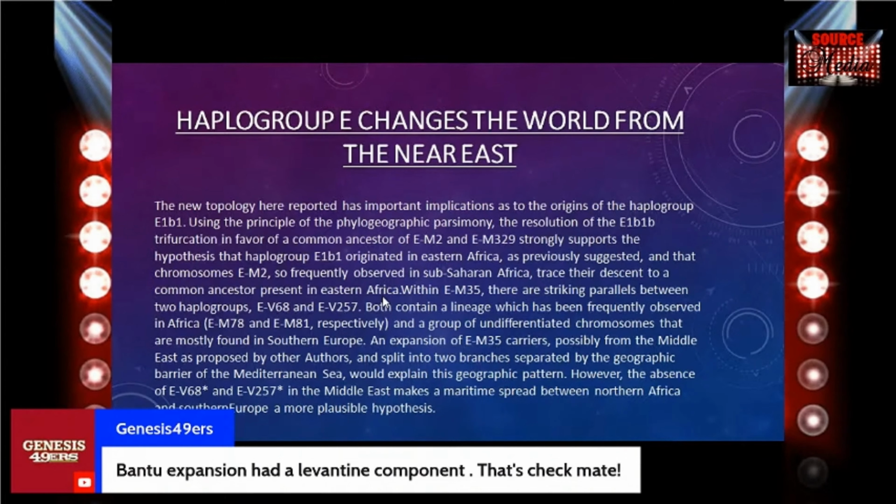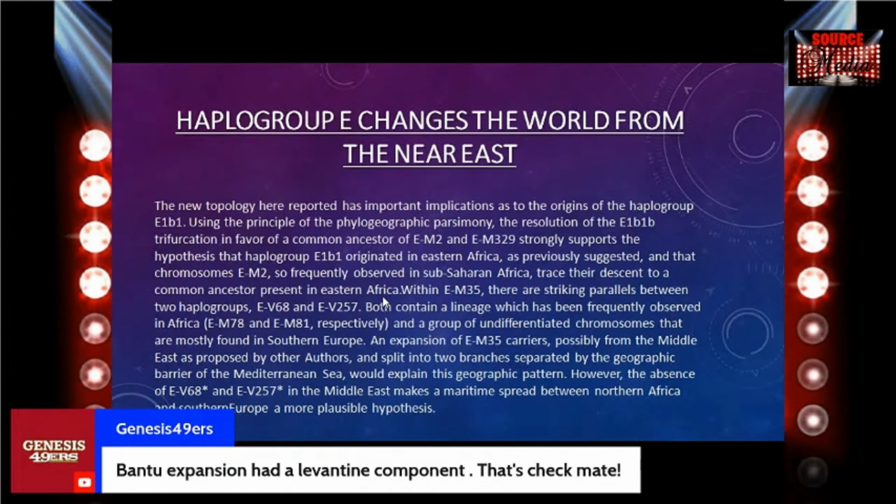Which even if E back migrated, I don't really have an issue with them saying E back migrated into Africa and then migrating to EP2. I don't really have an issue with that because whether you argue East Africa or the Levant, it's the same damn region. It's just a hop, skip, and a jump away. Arguing over that is really petty to me. As previously suggested, those frequently observed in sub-Saharan Africa trace their descent to a common ancestor present in East Africa within EM35, where there are striking parallels between the two haplogroups EV68 and EV257.